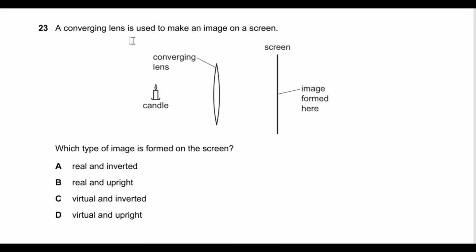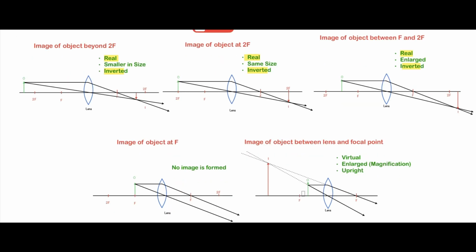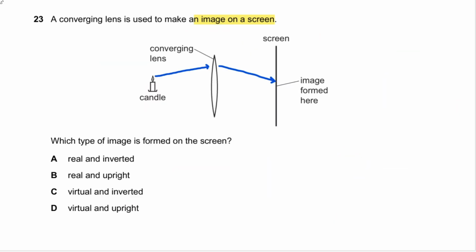Question 23 says a converging lens is used to make an image on the screen. This candle will fall light on this converging lens and this lens will make the image on the screen. Which type of image is formed on the screen? If we see the image formation by a convex lens, whenever the image is formed on the opposite side of the object, the image is always real and inverted. In the first case, second case, and third case as well. But when the image is formed on the same side of the lens, the image is virtual and upright. In our case, the image is formed on the opposite side of the lens, so it would be real and inverted.